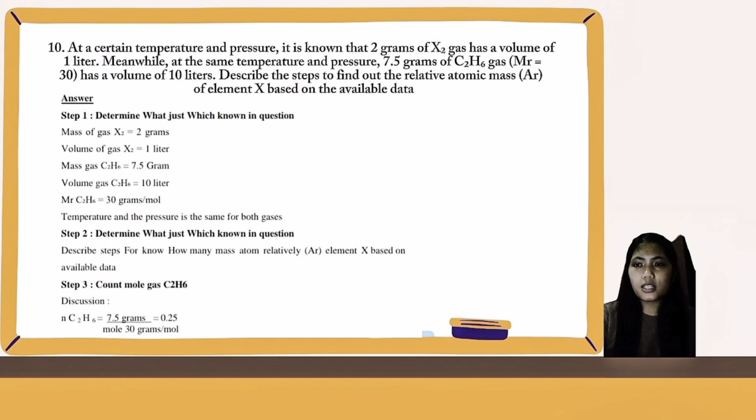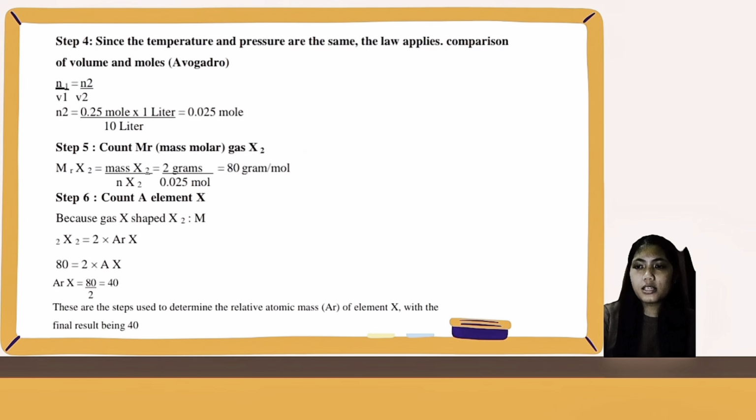Step 2. Determine what is asked in the question: the relative atomic mass of element X based on the available data. Step 3. Count the moles of gas C2X6. Moles of C2X6 equals 7.5 grams divided by 30 grams per mole, which equals 0.25. Step 4. Since the temperature and pressure are the same, the law of comparison of volume and moles applies, Avogadro's law: n1 over V1 equals n2 over V2.